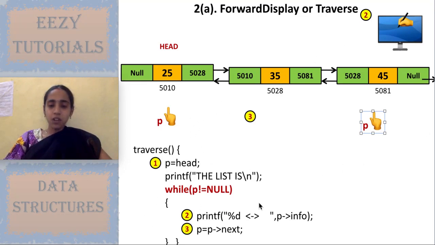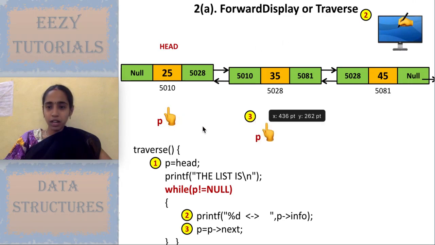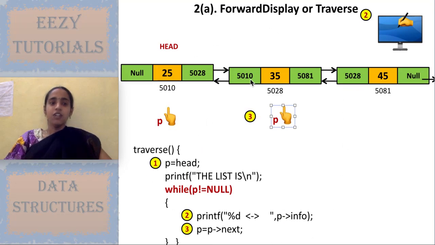So while P is not equal to null, print %d P arrow info. Then this printing part will be over. Now I have to move P from here to here. So P is equal to P arrow next. Forward display is over. Now reverse display.